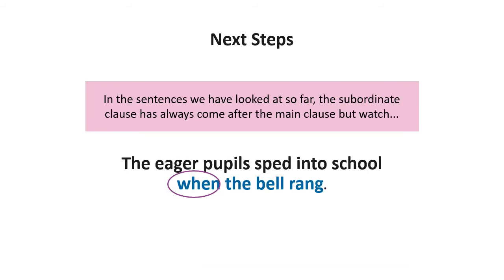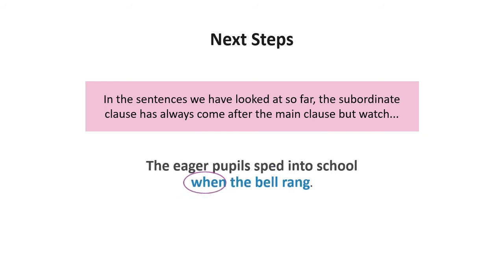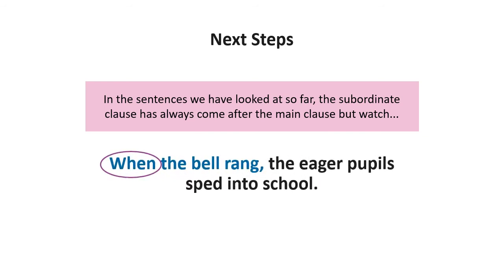In the sentences we have looked at so far, the subordinating clause has always come after the main clause. But watch. The eager pupil sped into school when the bell rang. We could put it the other way around. We can say, when the bell rang, the eager pupil sped into school. And it can make sense there as well. So it can either be before the main clause or it can be after. But the subordinating conjunction always starts the subordinating clause.